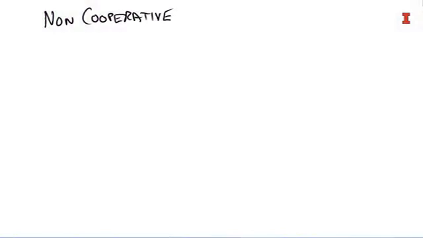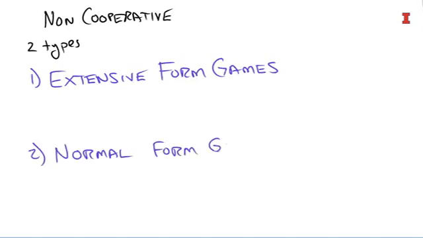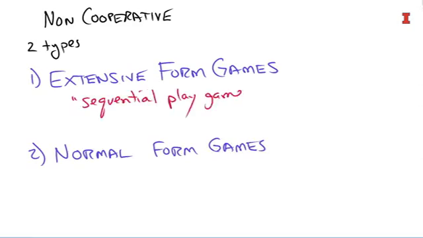Now, it turns out for non-cooperative games, there's really two types. One is what game theorists call extensive form games, and the other is what game theorists call normal form games. Both of these are important to economists. An extensive form game, you should think of as a sequential play game, like tree diagrams. First, one player moves, makes a decision, and then another player responds.